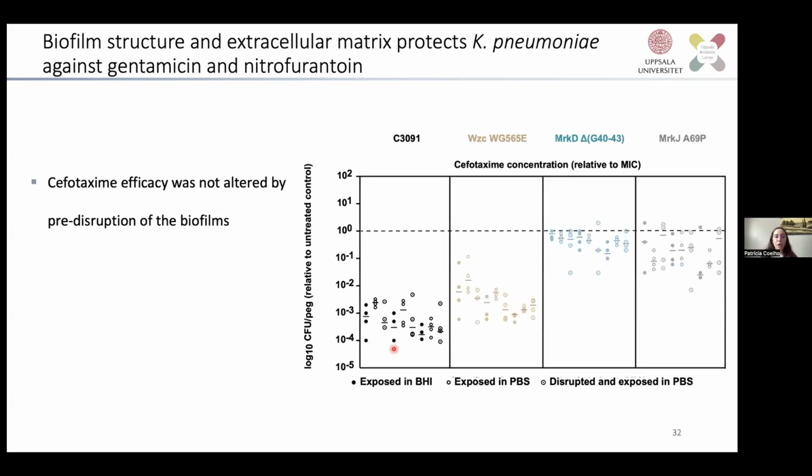But for other antibiotics, we didn't see that. For instance, for cefotaxime, no matter what we did, the susceptibility of these strains was very much the same, which indicates that in this case, it's not the structure of the biofilm that is protecting the cells, but it could be different subpopulations within the biofilm. So for instance, dormant cells.